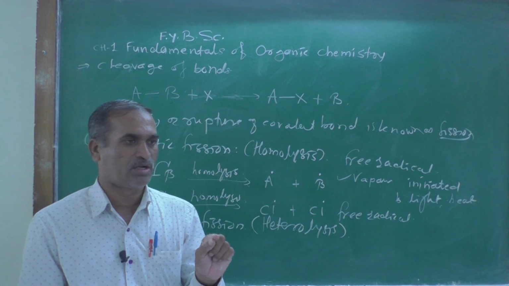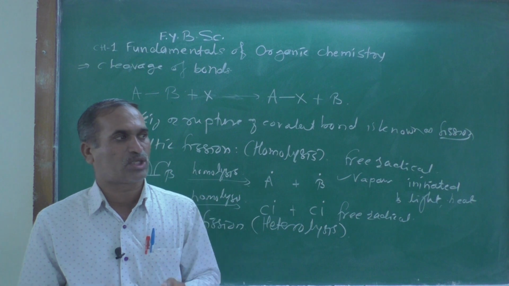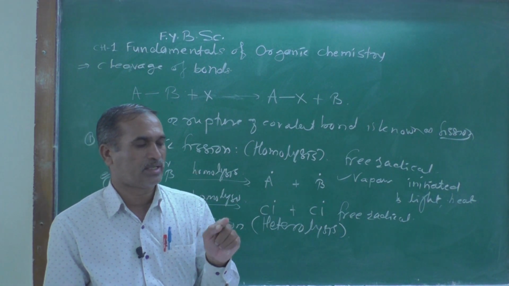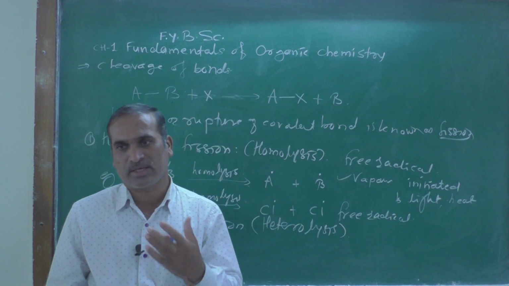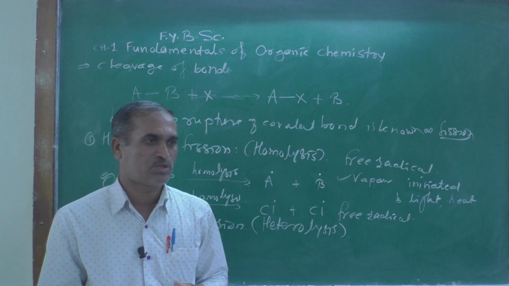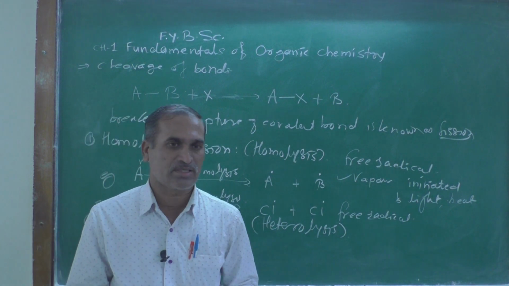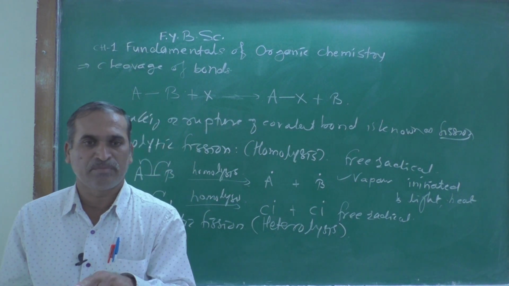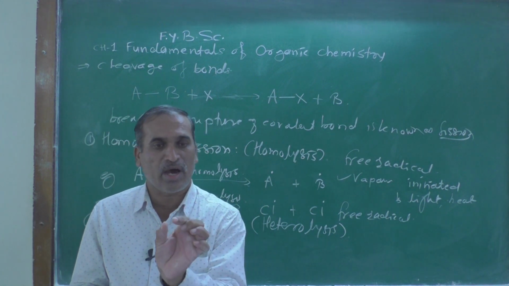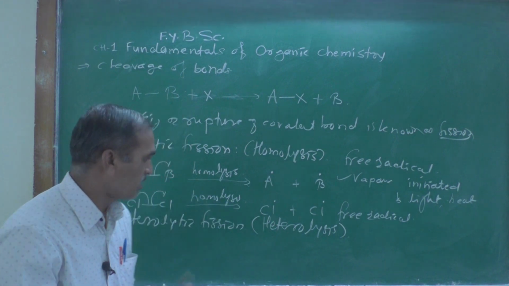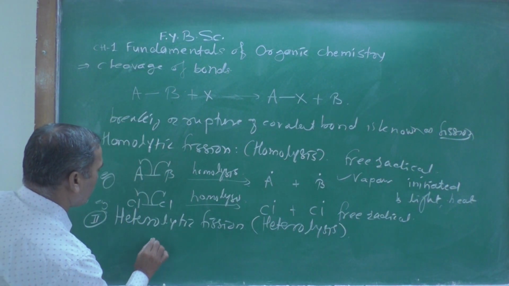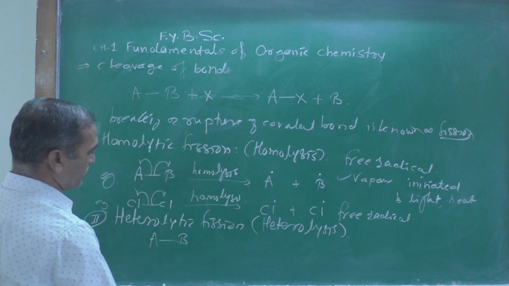In heterolytic fission, both electrons are acquired by one of the atoms, which gets a negative charge, whereas the other atom is electron deficient in nature and acquires a positive charge. Let us see the simplest example here. Here A and B again.